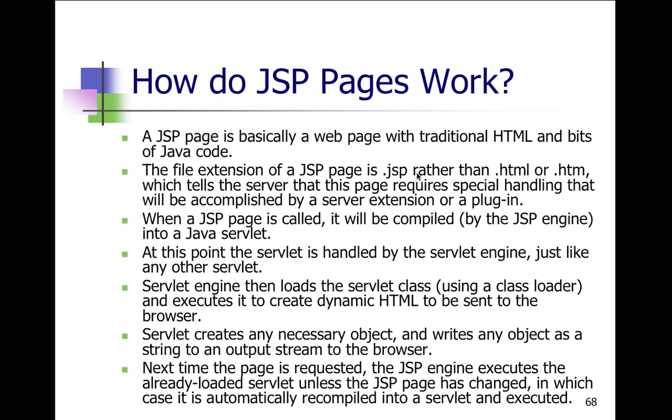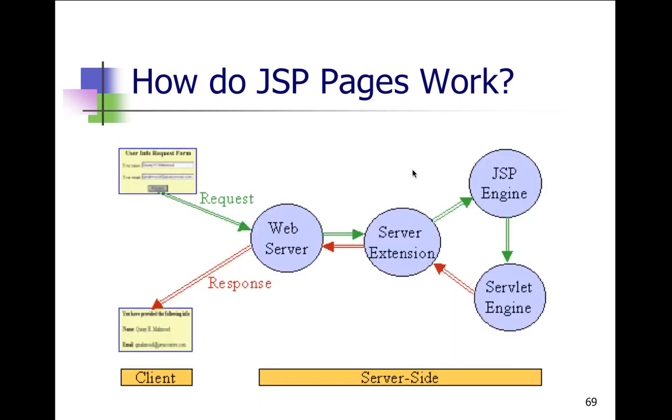The servlet creates any necessary objects and writes them as a string to the output stream in the browser. The next time the page is requested, the JSP engine executes the already loaded servlet, unless the JSP page has changed, in which case it automatically recompiles the servlet and then executes the recompiled page. So you get the best of both worlds, because you get something dynamic that can change, yet it's a text page loaded from a browser that turns into an application and contains Java code.